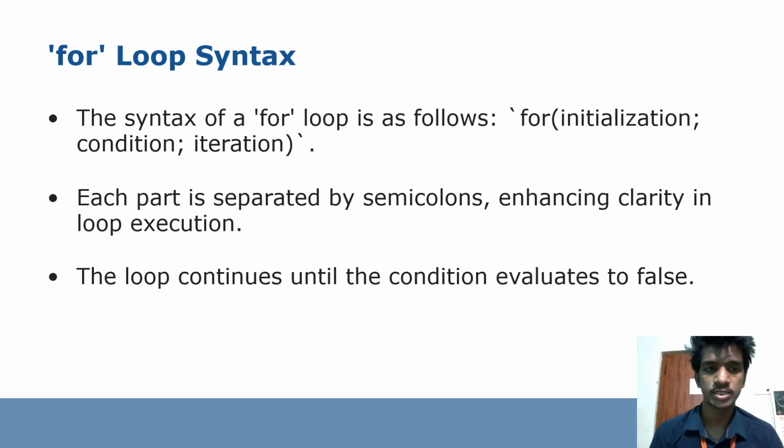For loop syntax. The syntax of the for loop is as follows: for initialization, condition, and iteration, each part is separated by a semicolon, enhancing clarity in loop execution. The loop continues until the condition evaluates to false.